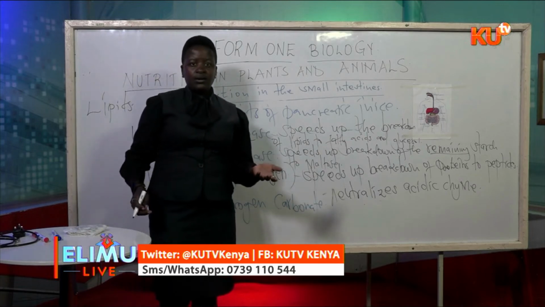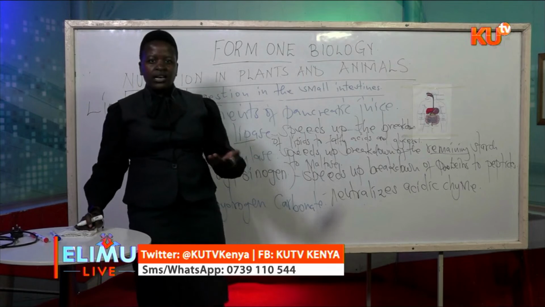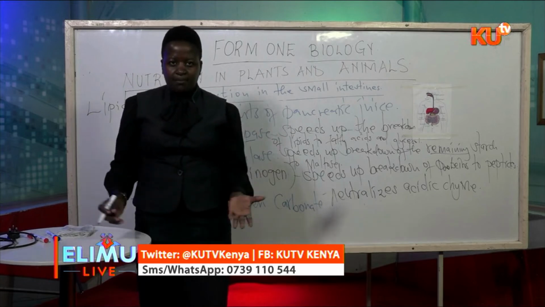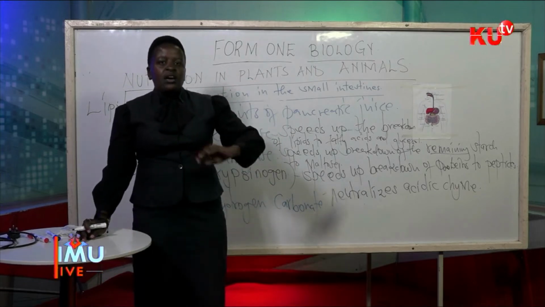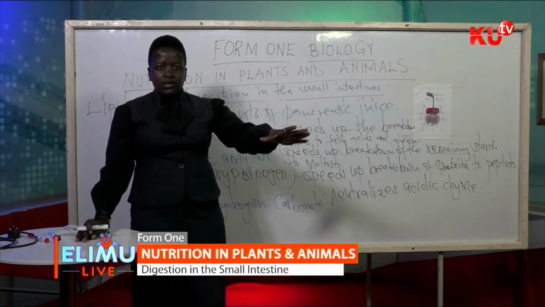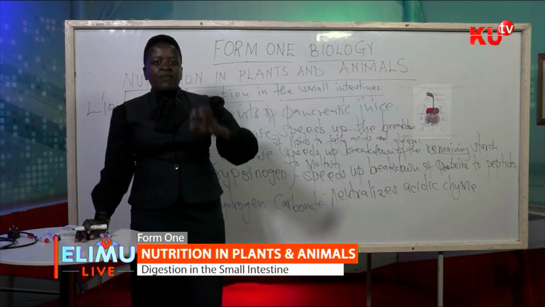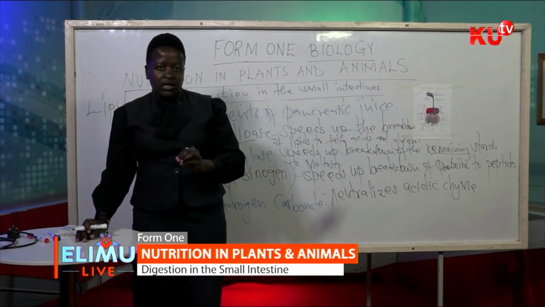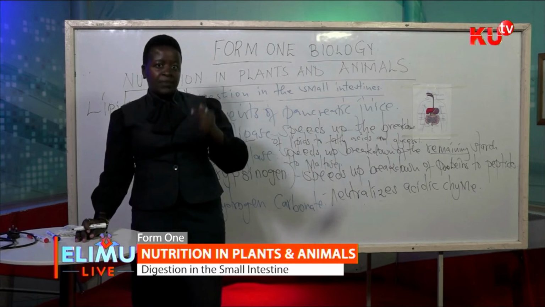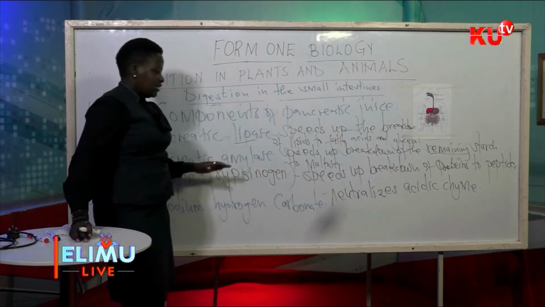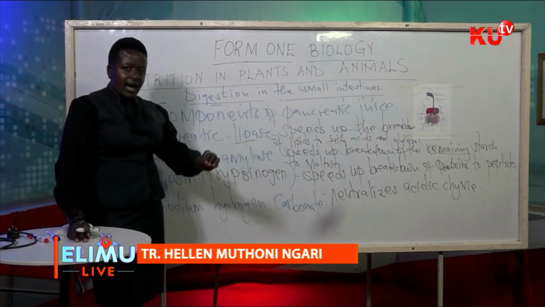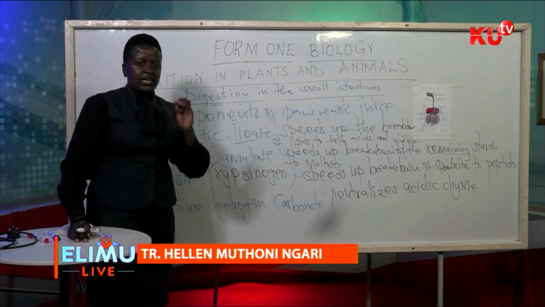Now, enzymes are specific in the environment they work in. Some enzymes function best in acidic pH. Some enzymes function best in neutral pH, while other enzymes function best in alkaline pH. So the pancreatic enzymes function best in alkaline pH. So sodium hydrogen carbonate provides an alkaline environment for the working of pancreatic enzymes.